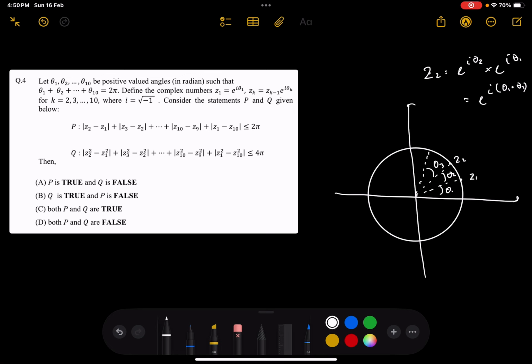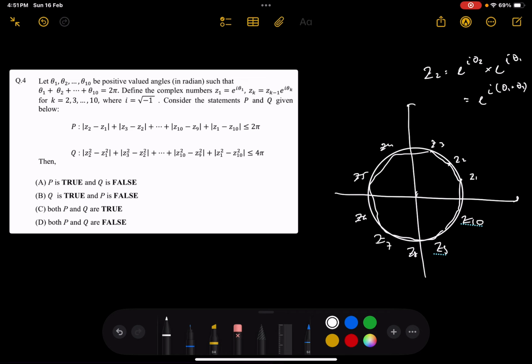So eventually what we are left with is a 10-sided polygon. The z1, z2, z3 and so on, whatever it is, these are the vertices of the 10-sided polygon: z1, z2, z3, z4, z5, z6, z7, z8, z9 and z10.